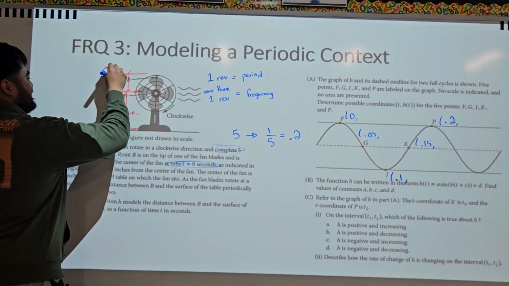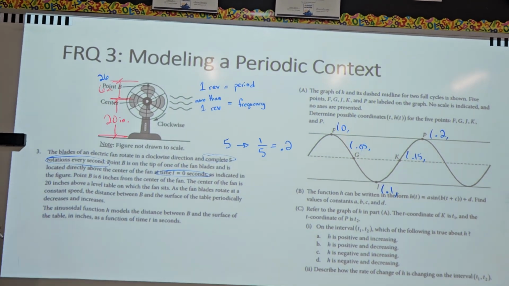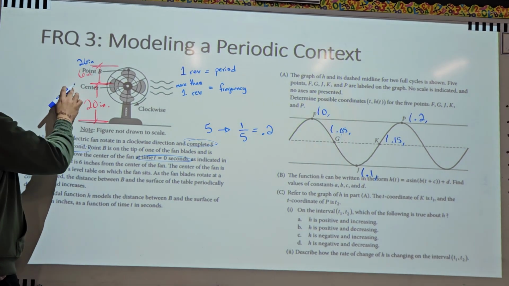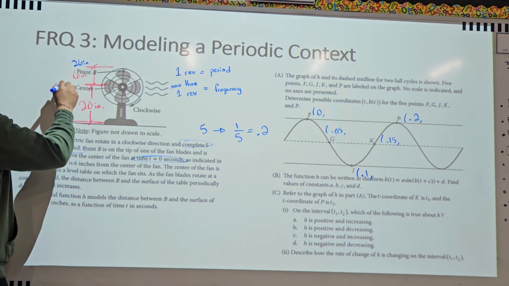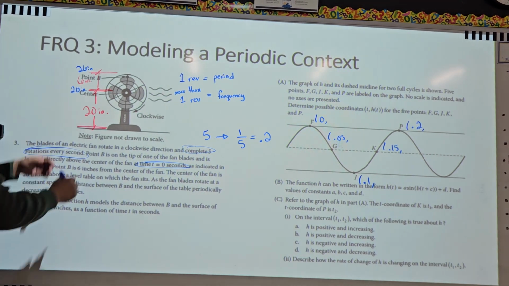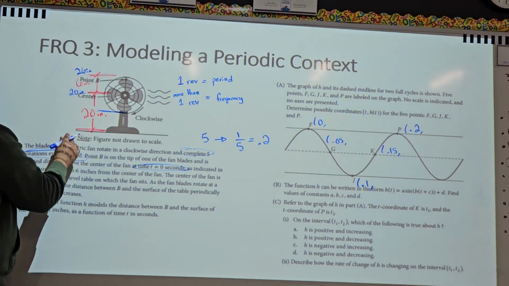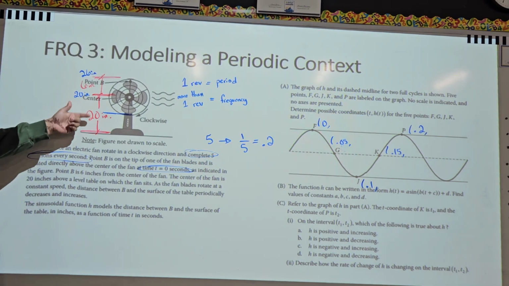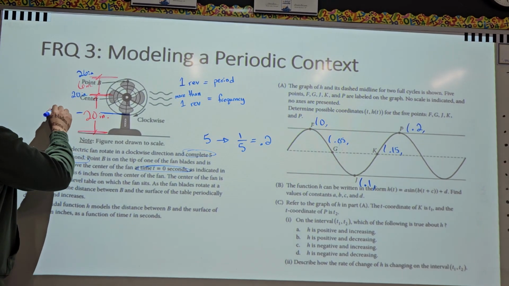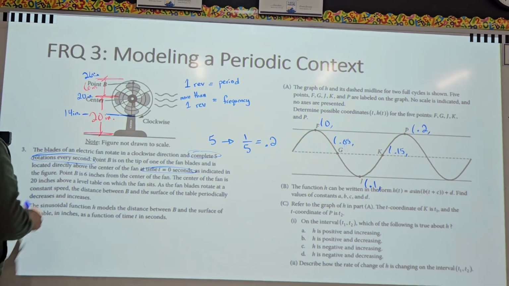26. What is he trying to do? He has 26 inches, right? How did I get that number? Well, I just added these two. From here to here, this is 20 inches. And then how do I figure out my minimum? How do I figure out this from right here? I take these 20 and subtract these 6. I end up at 14 inches, right?